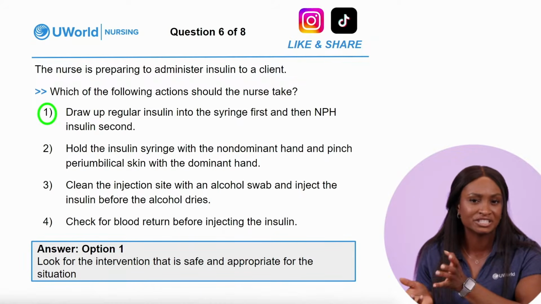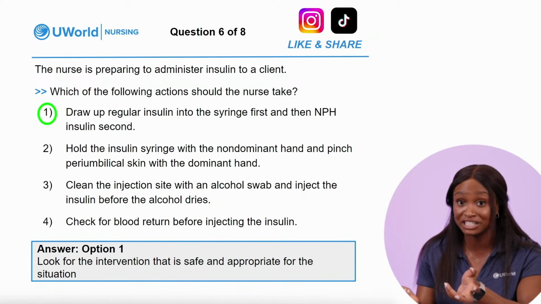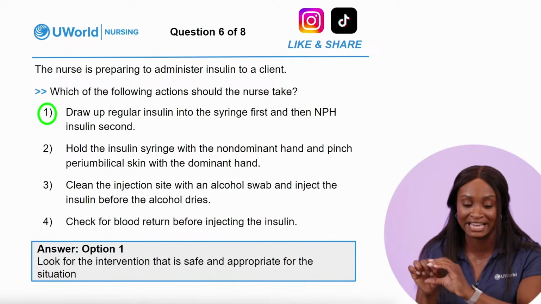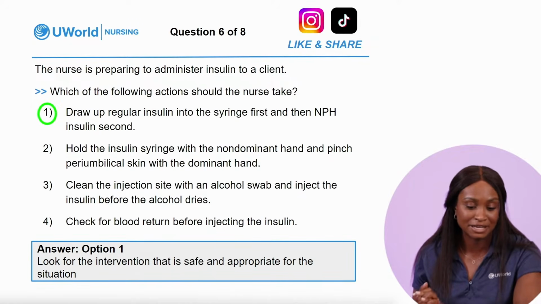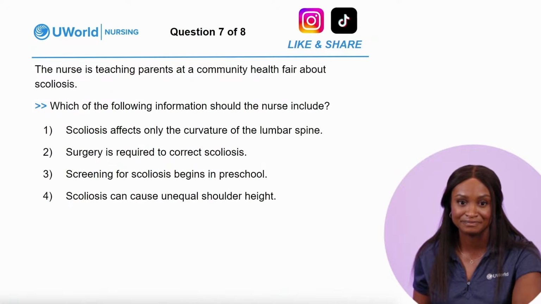And then it's usually always easier to inject with your dominant hand. You have better aim, unless you're ambidextrous. Use your dominant hand to inject any sub-Q. So good job, guys. Y'all did great on that one.